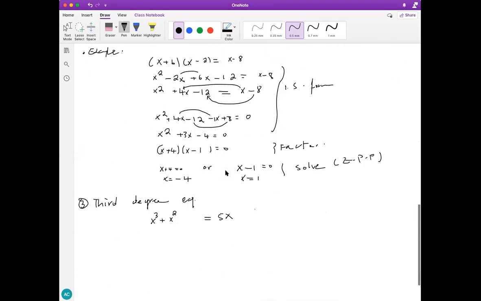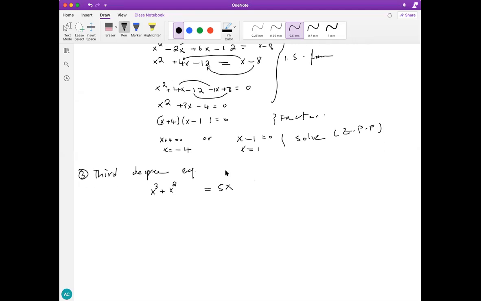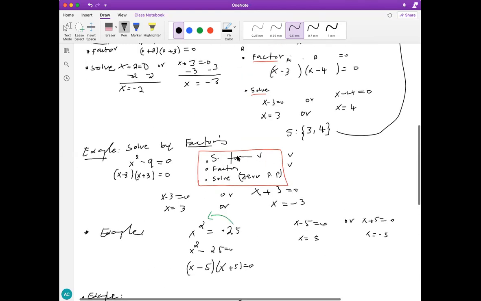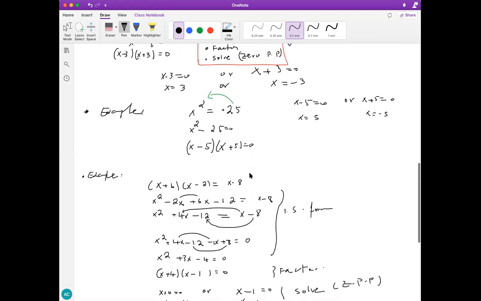So what do you do first again? What is the first step? We're going to move 5x to the left. Just like with quadratic equations, we can do the same thing. You have minus 5x equals 0. So that's standard form. It just means move everything to one side. Now we're going to factor this.